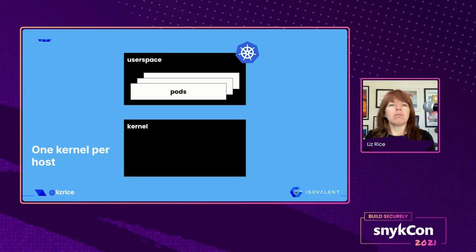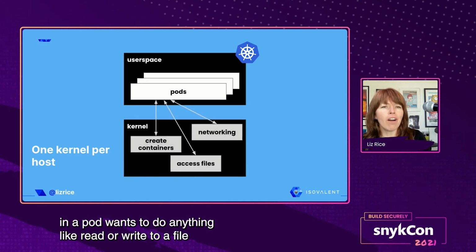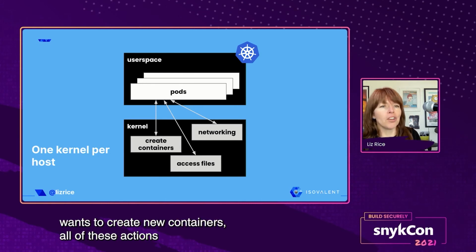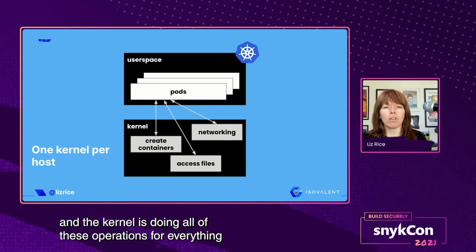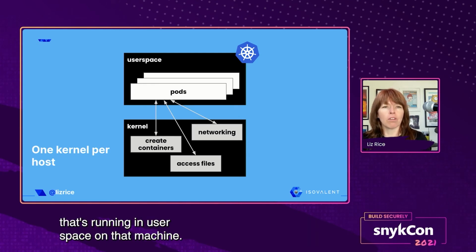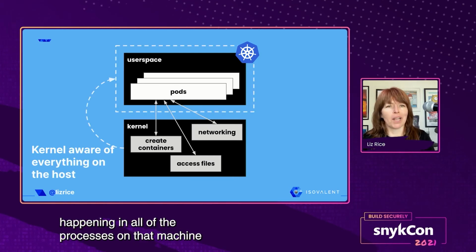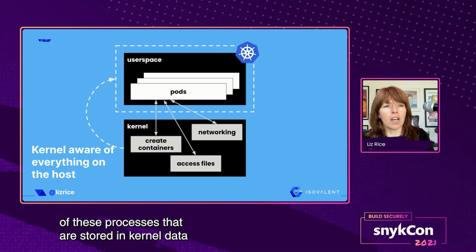Whenever an application that's running in a pod wants to do anything like read or write to a file or make a network request, or if Kubernetes wants to create new containers, all of these actions require assistance from the kernel. And the kernel is doing all of these operations for everything that's running in user space on that machine. So that means the kernel is aware of everything that's happening in all of the processes on that machine. And it has access to information about all of these processes that are stored in kernel data structures.